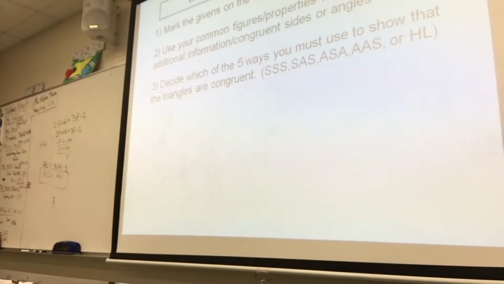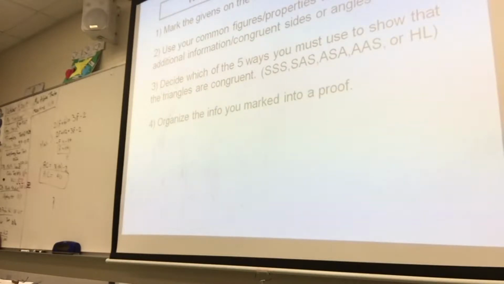Now again, I include HL there because it's a viable option, but you have to have the right angle. Just because there's a right angle there doesn't mean it's HL. It's possible.